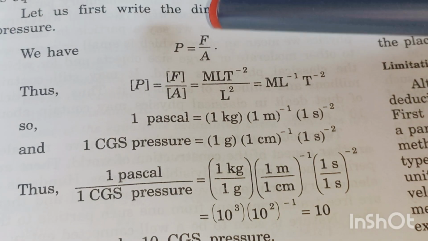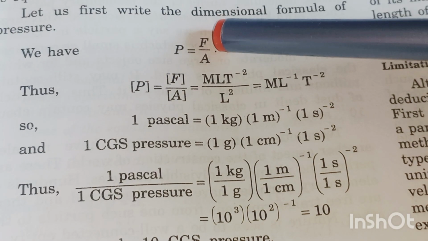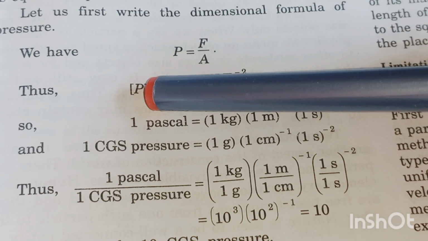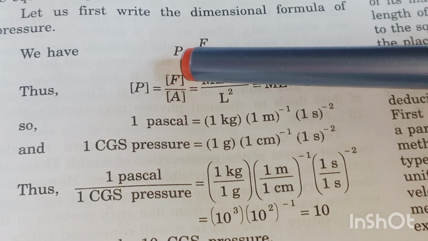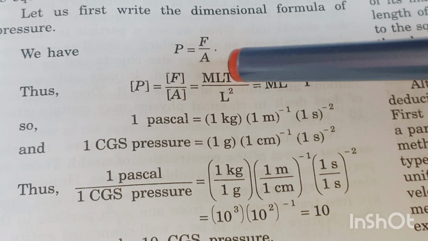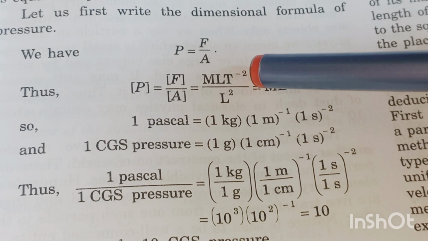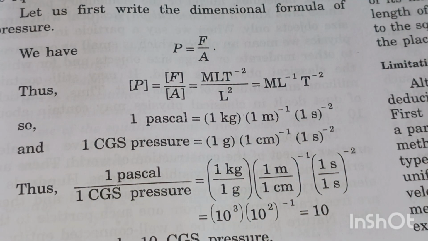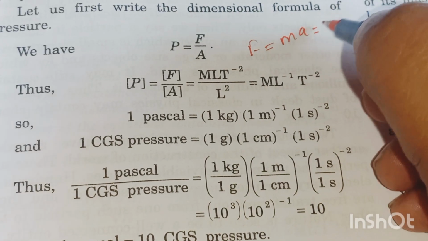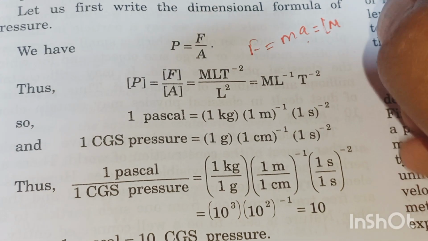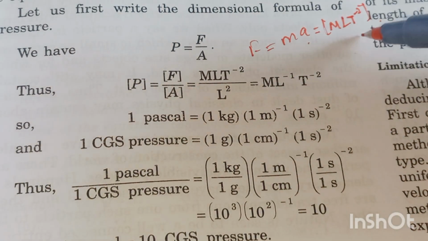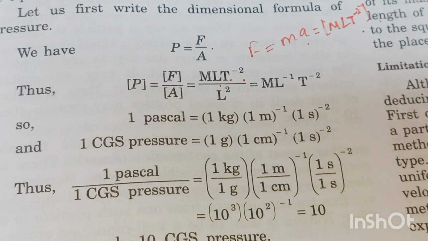Here we are taking the formula for the pressure. We are going to write the dimensional formula for pressure. Pressure is what? Force upon area, force per unit area. So pressure in square bracket equals force in square bracket upon area in square bracket. Force is what? First of all, F is equal to MA. So mass is M. Then A, what we had got? L T raised to minus 2. Therefore here it is ML T raised to minus 2.